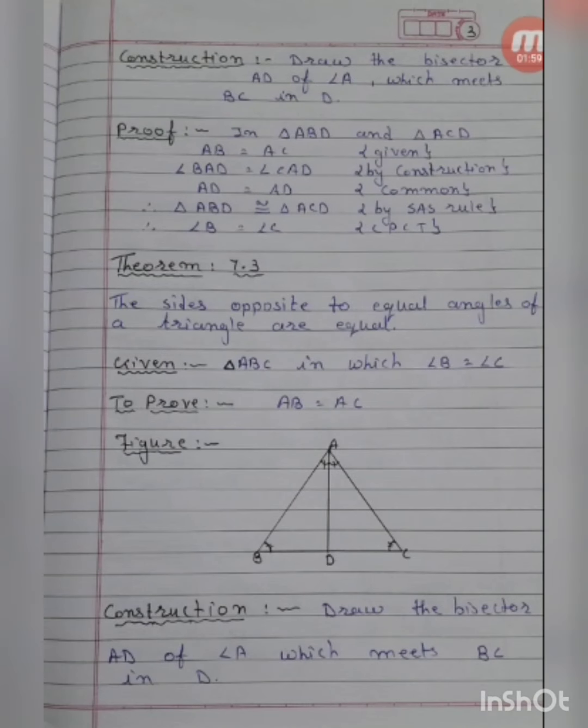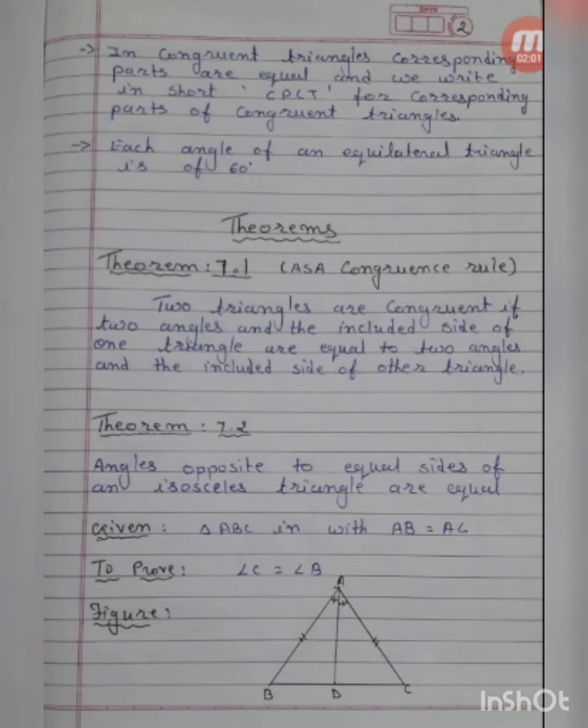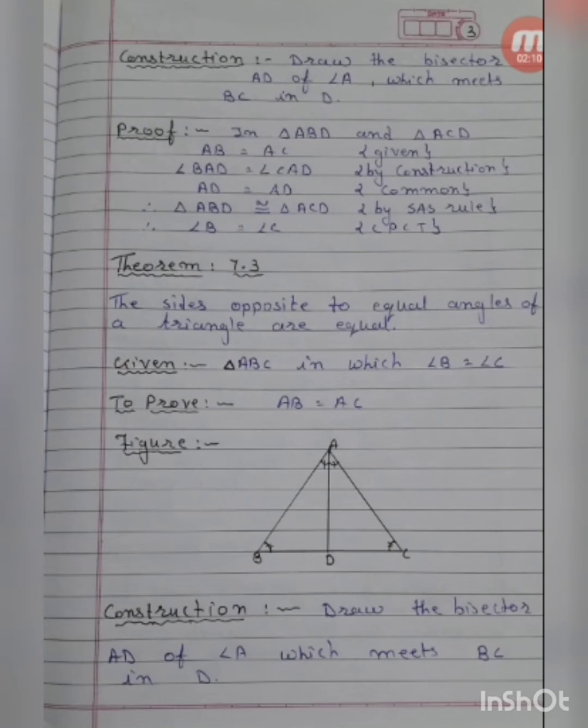Now we have to write the construction, because you see in the figure we draw AD, the bisector of angle A. So we have to write the compulsory construction. Construction: draw the bisector AD of angle A which meets BC in D.